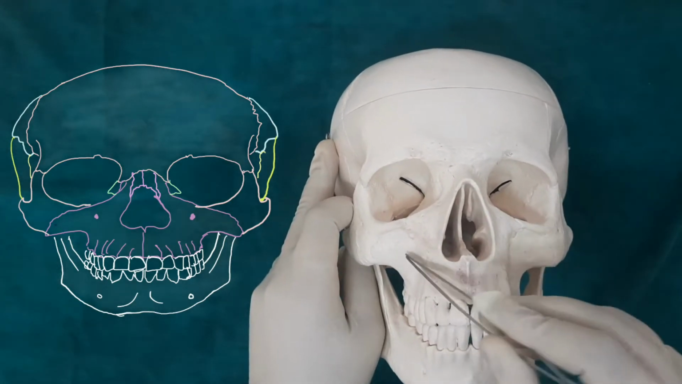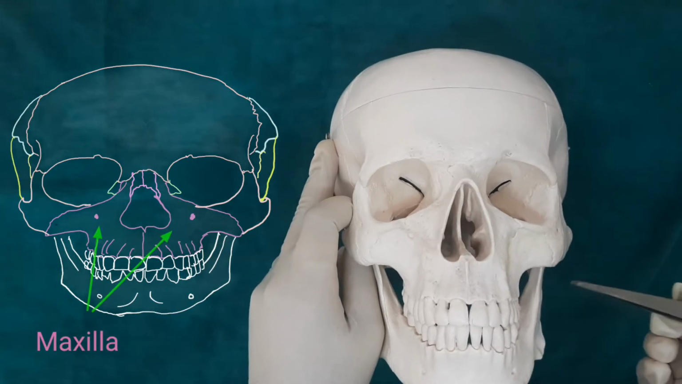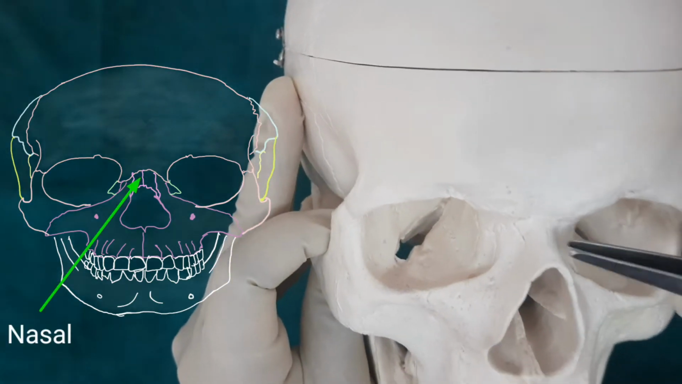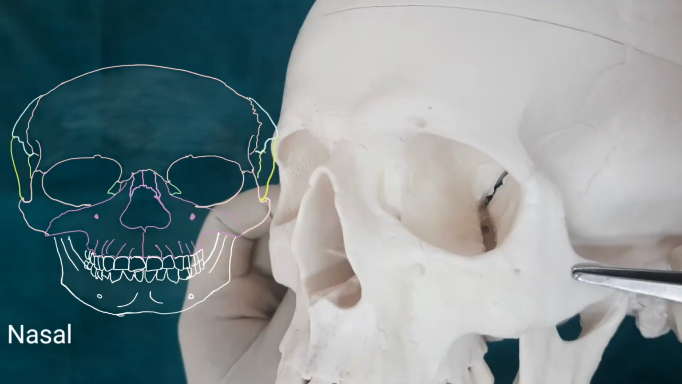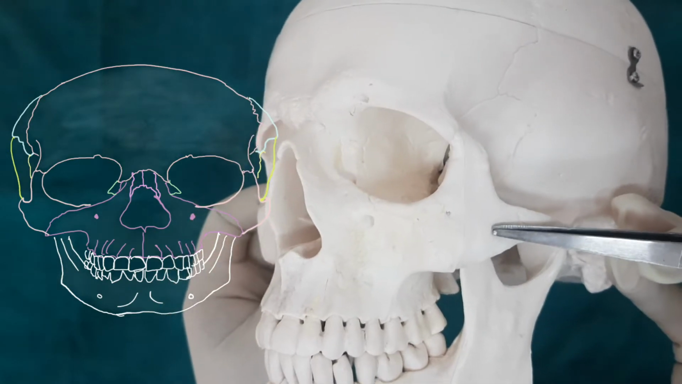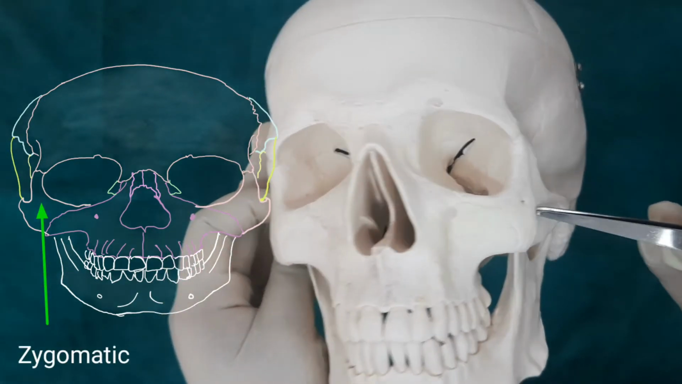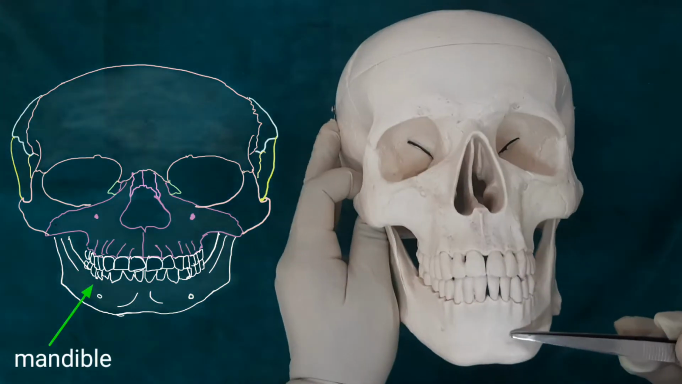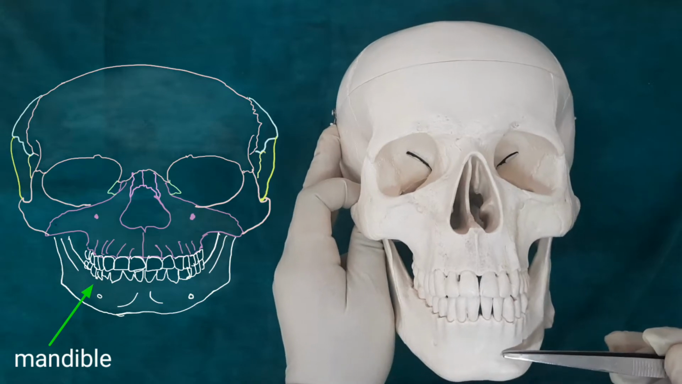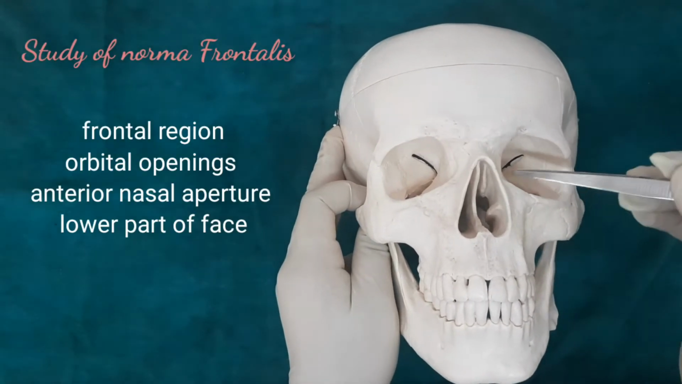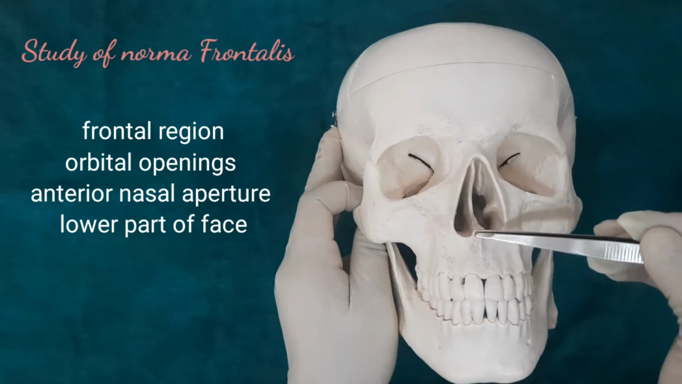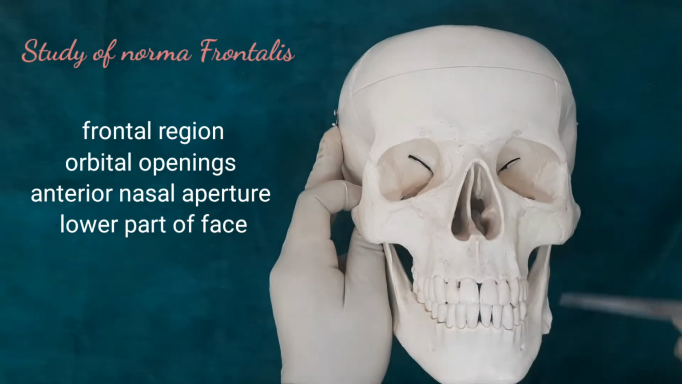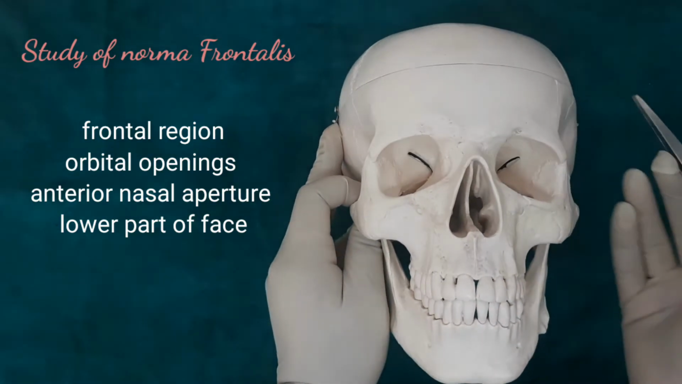We can also see the right and left maxilla, which form the upper jaw. Then the right and left nasal bones, which form the bridge of the nose. We can also see the zygomatic bone, which forms the bony prominence of the supralateral part of the cheeks. Then we can see the mandible, the lower jaw. The norma frontalis is studied under the frontal region, orbital region, then the anterior pyriform shaped bony aperture of the nose and lower part of the face.